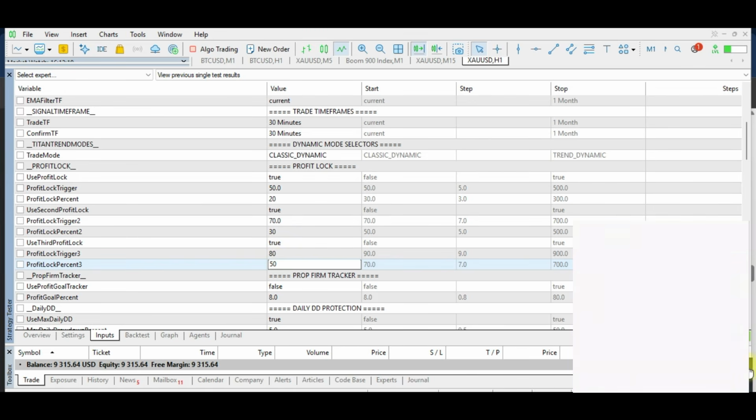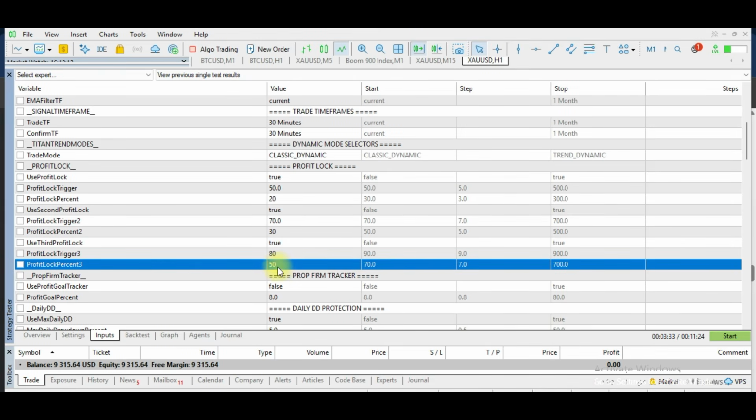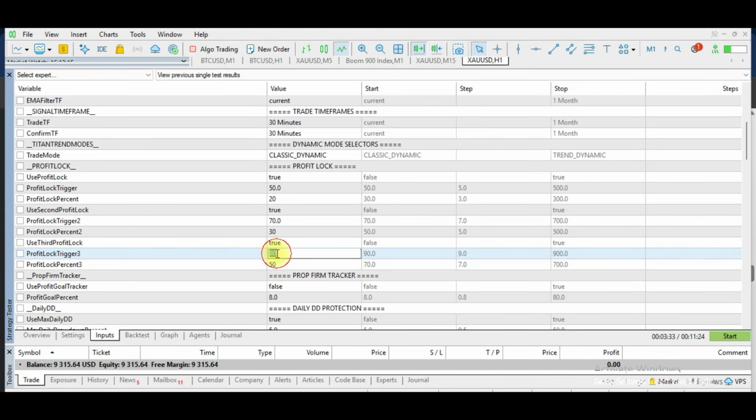Now I will leave this. Okay, this one 80. So 70. So what it means now is that once the profit locks, 50% of it, let me make this one 30%. So okay, make this one 15%. Please, that is not the original setting. I have the original setting, which is 50%, 70%, and 90% or 80%. You understand? But I want them to be locking so that you'll be seeing the process.